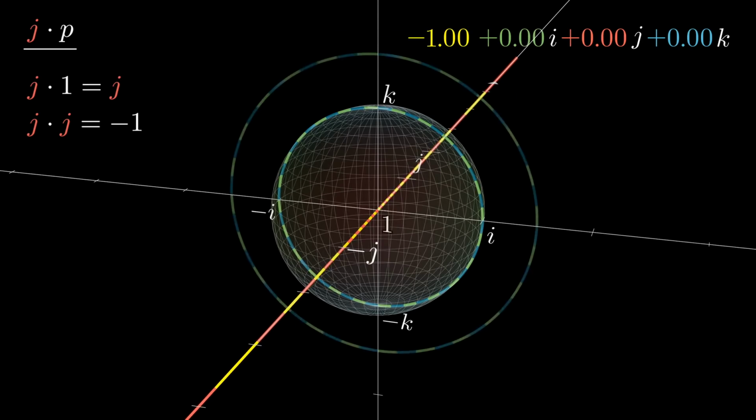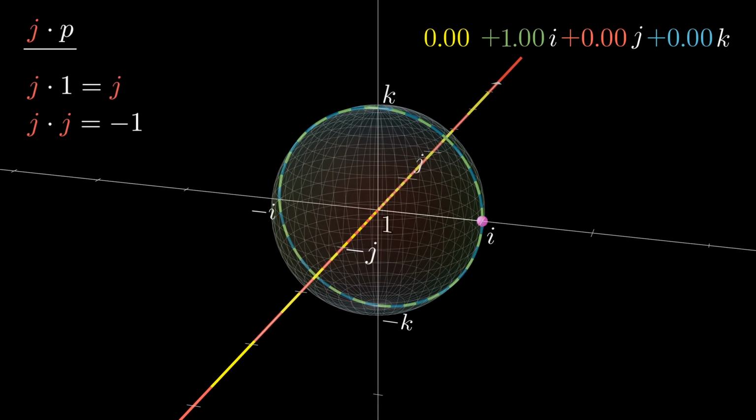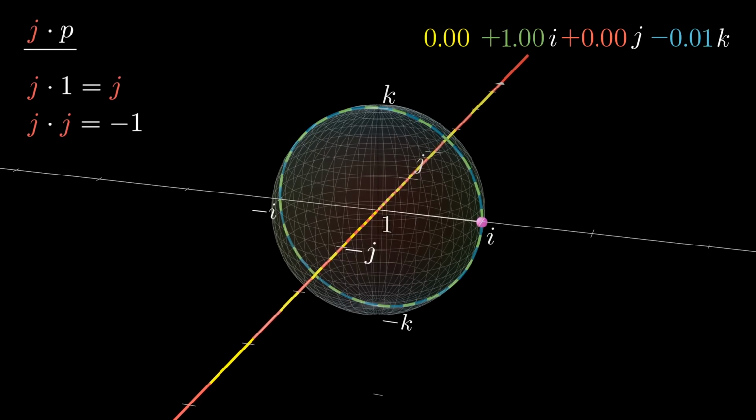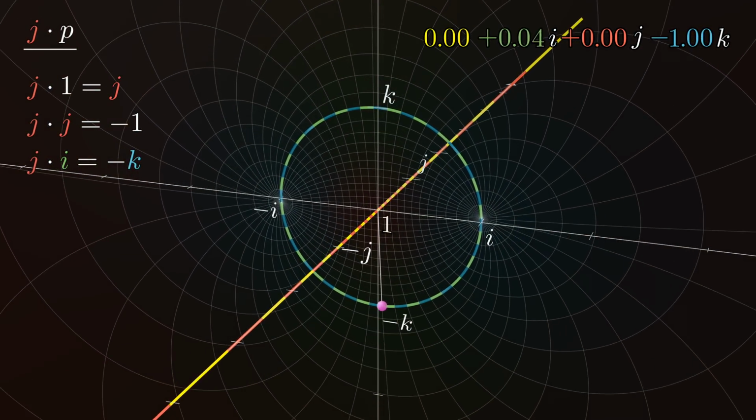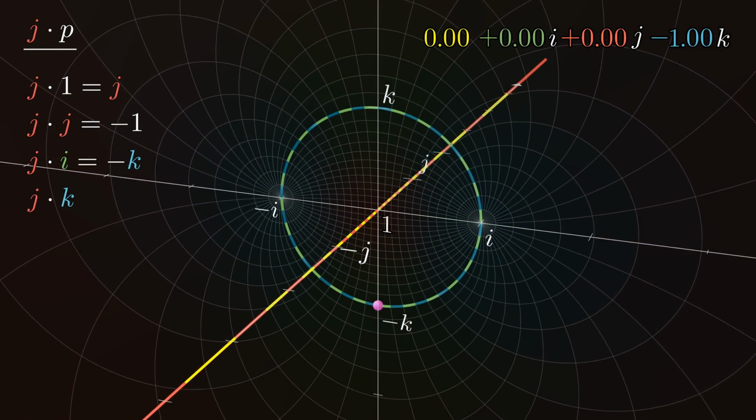The circle perpendicular to that one, passing through i and k, gets rotated 90 degrees according to this right-hand rule, where you point your thumb from 1 to j. So j times i is negative k, and j times k is i.